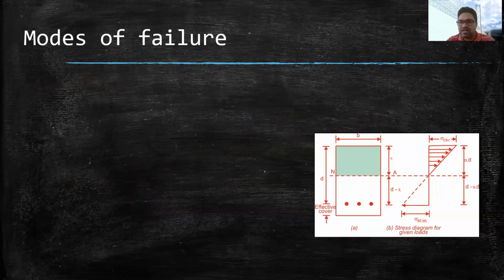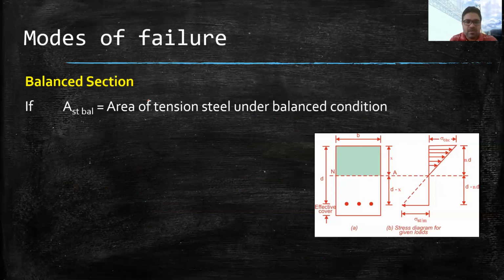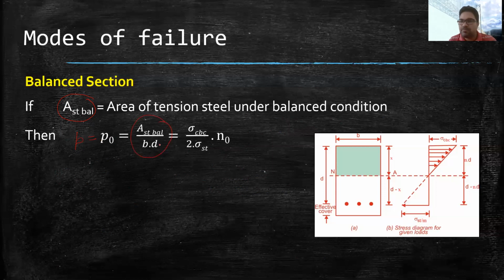Similarly, if we try to find other factors like J naught and P naught, I am saying naught because we are talking about the balanced section. In the balanced section, the amount of steel that we provide is expressed as AST balance, which is the tensile steel in the balanced section. The P factor is called the reinforcement factor. In case of balanced section, P will be equivalent to P naught, and P naught is calculated as AST balance by BD, while you may remember that the P value was equivalent to AST upon BD. So in case of P naught, AST is replaced by AST balance.